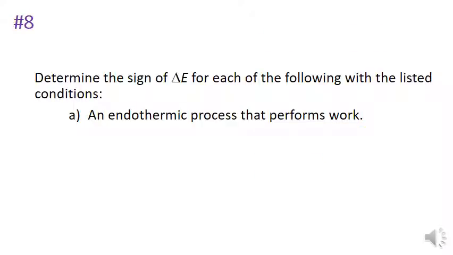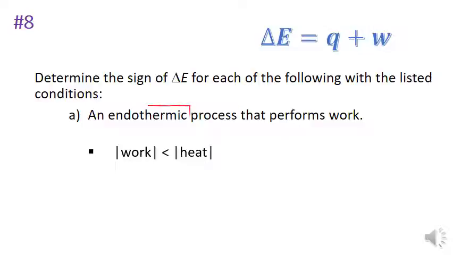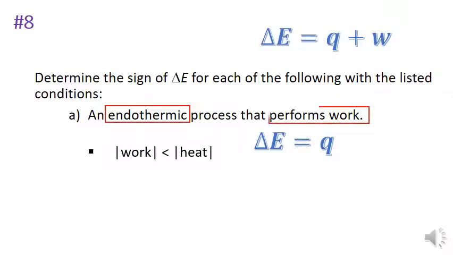Okay, let's try another one. The magnitude of work is greater than the magnitude of heat. Starting off with our equation, let's take a look. It's an endothermic process. Endothermic process means that the sign of Q is positive. It's performing work. That means the internal energy of the system is decreasing, so the sign of W is negative. Well, that means because the magnitude of the heat energy is greater than that of work, Q overpowers W, and the sign of your energy, delta E, is positive.